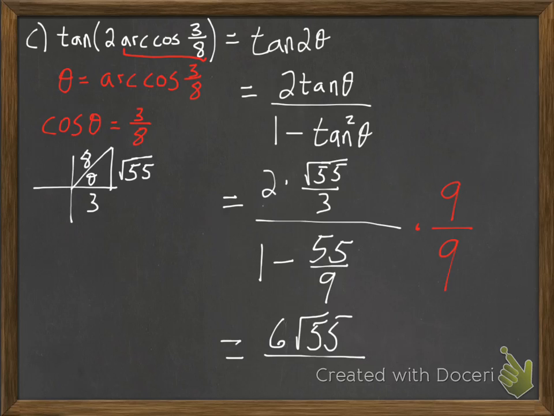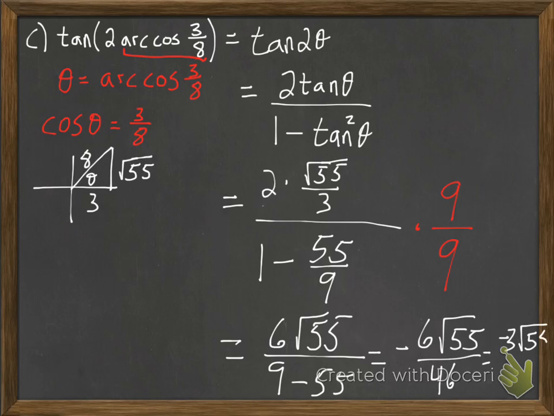On the bottom, we'll have 9 minus 55. And quick arithmetic, 9 take away 55 is a negative 46. So we'll have, moving the negative up, 6 square roots of 55 out of 46, but that can be simplified because 6 and 46 have a common factor. So simplifying, we get negative 3 square roots of 55 all out of 23. And that is our answer for tangent of twice arc cosine of 3/8.